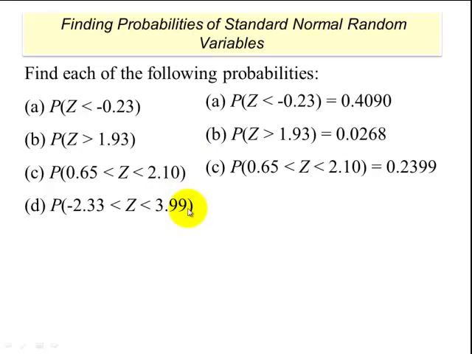Now with this one we're going to have to use the default. If you recall, if you have a z-score that is greater than 3.49, you have to use the default of 0.9999. The answer to D is 0.9900.